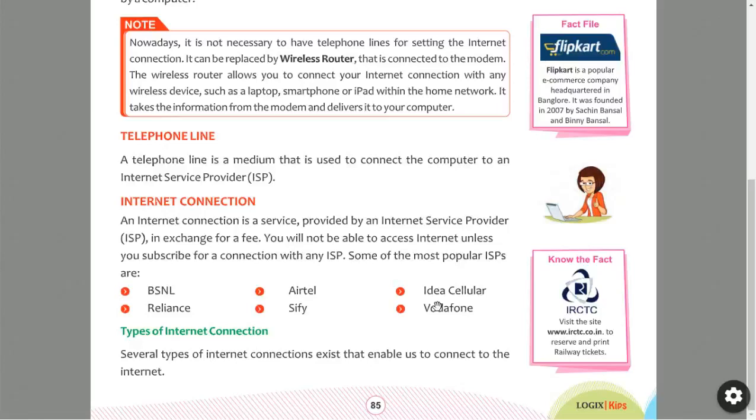So now the next point is a telephone line. A telephone line is a medium that is used to connect the computer to an internet service provider. By using this medium, we can connect our computer with the ISPs, like Airtel, Jio and all, they are giving the service. Both connections are available, wireless and wired connection also. If they give the telephone line, then you can connect your system with the ISP's internet service provider.